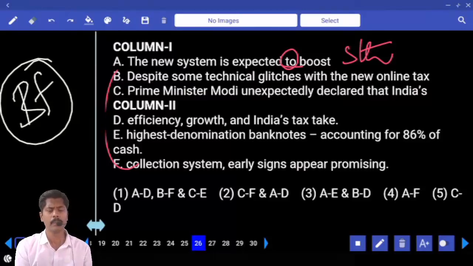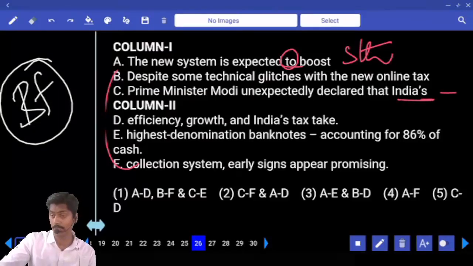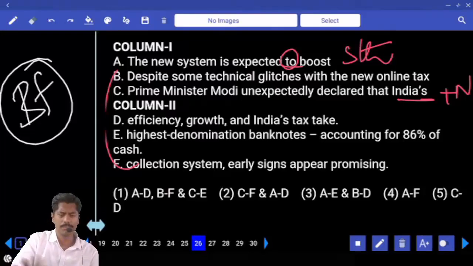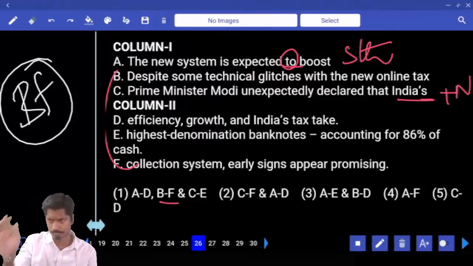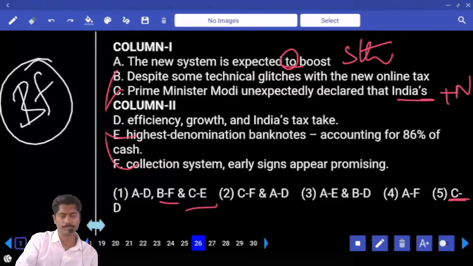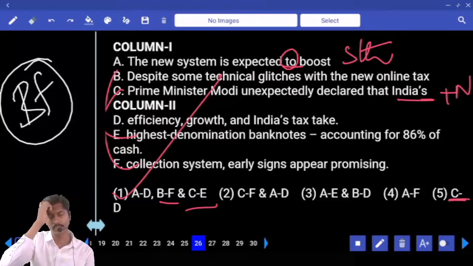BF. Prime Minister Modi unexpectedly declared that India's, apostrophe s, afterwards I need a noun. India's efficiency growth, India's highest denomination banknotes. So BF and C, India's efficiency growth and India's tax take. Check BF. BF, okay. Where else is BF? Then consider CE. AD, BF, CE. First option.